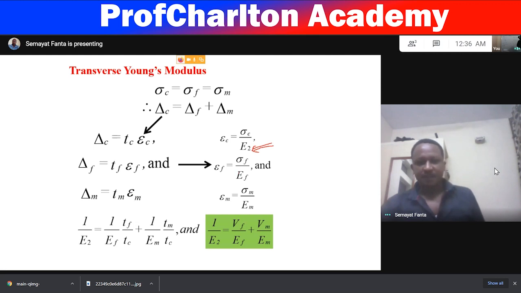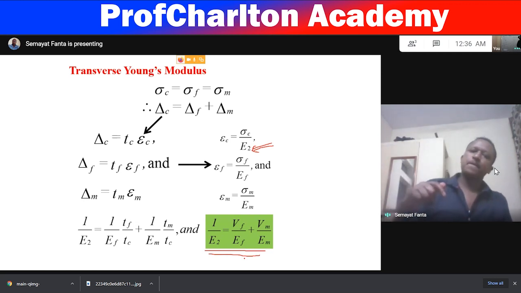So finally, what we can get is: 1 over E2 is equal to the volume fraction of fiber over the elastic modulus of fiber, plus the volume fraction of matrix over the elastic modulus of matrix. So this is a reciprocal relation in this case. And in the axial direction, it is directly the sum of the elastic modulus of fiber times the volume fraction of fiber plus the elastic modulus of matrix times the volume fraction of matrix. But in this case, it is reciprocal.